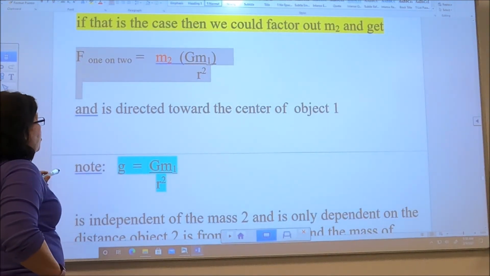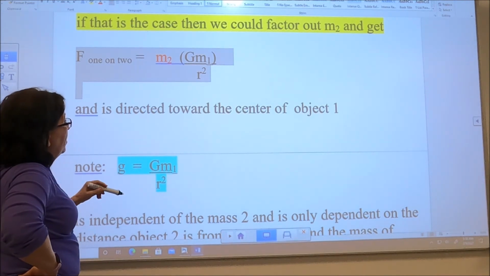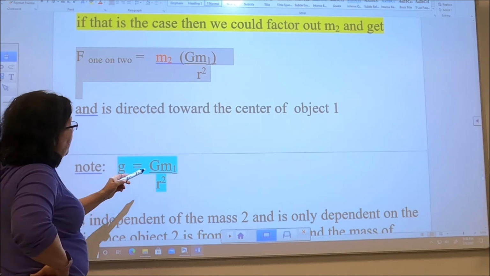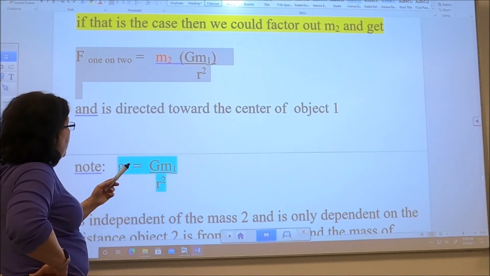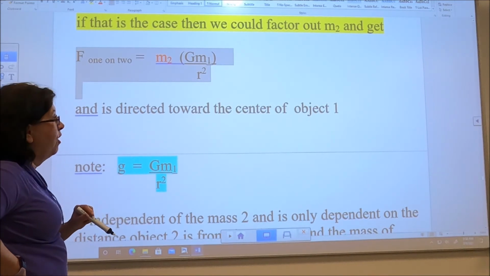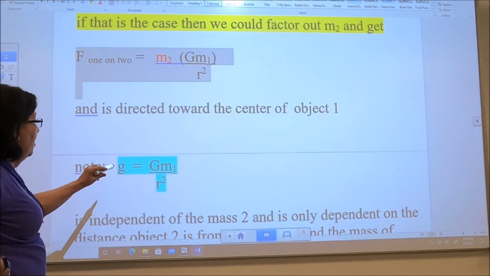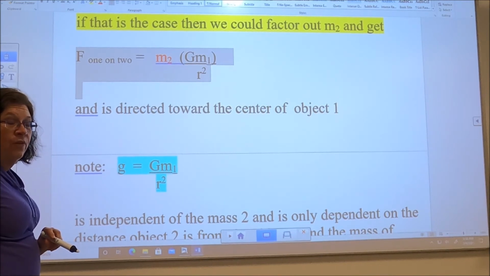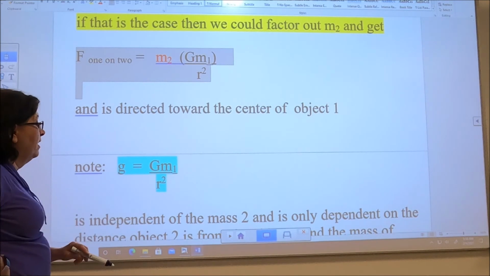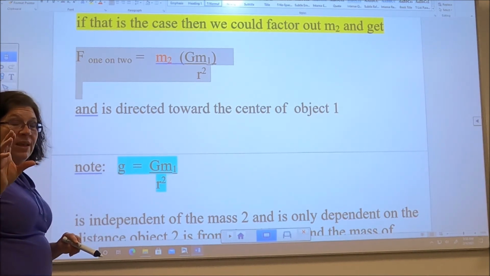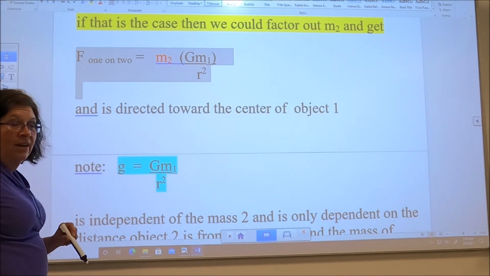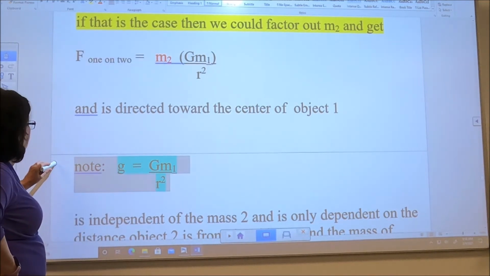The gravitational field always points in toward the center, toward object 1. It turns out that G M1 over R squared is what we refer to as little g if we're talking about objects not far from the Earth's surface. So if you're close to the Earth, you're in the Earth's gravitational field, and if your R is fairly close to the radius of the Earth, then you've got little g as your gravity.